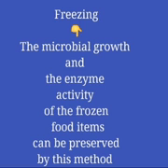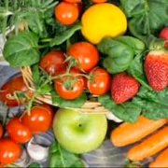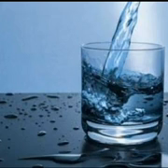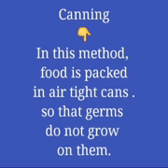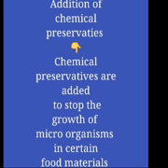Next, freezing. The microbial growth and the enzyme activity on the frozen food items can be prevented by this method. Example, fruits, vegetables. Next one, boiling. Boiling kills the microorganisms present in the food material. Example, milk, water. Next one, canning. In this method, food is packed in airtight cans so the germs do not grow on them. Example, milk powder.